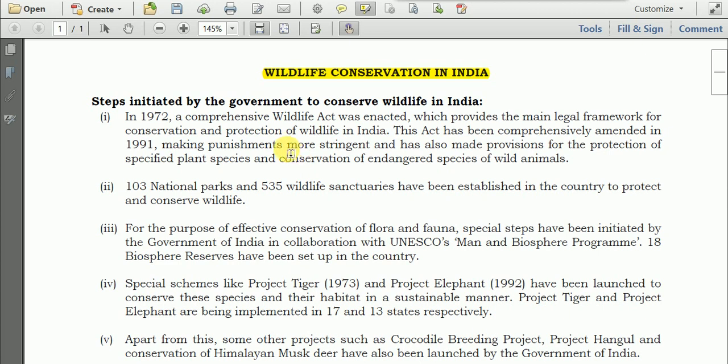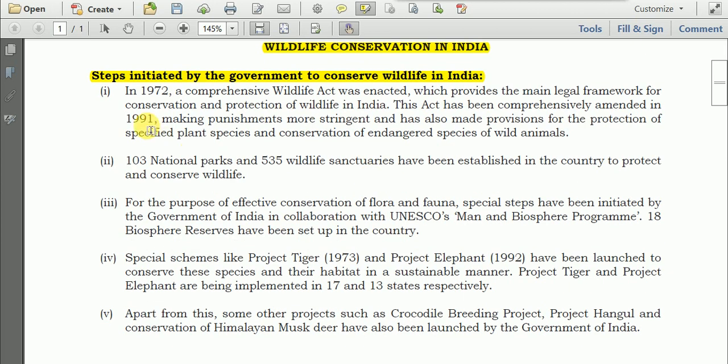The steps taken by the government to conserve wildlife in India. So we have 5 important steps given here. So the first step is here. In 1972, a comprehensive Wildlife Act was enacted, which provides the main legal framework for conservation and protection of wildlife in India.